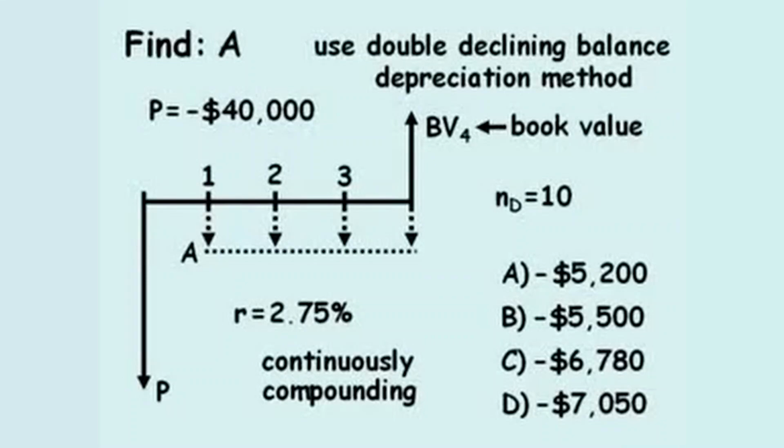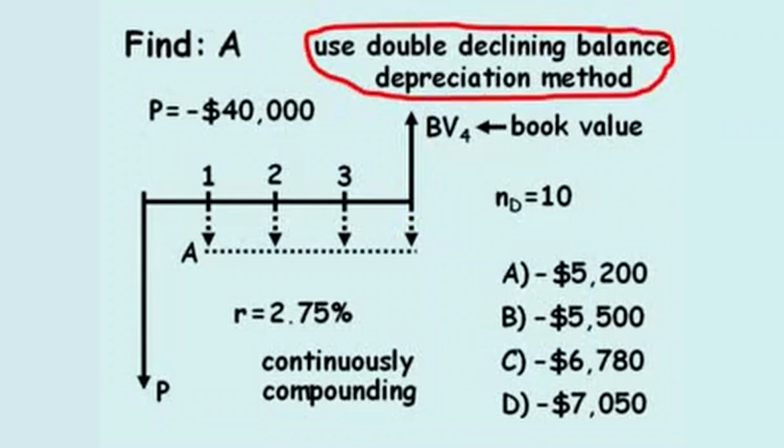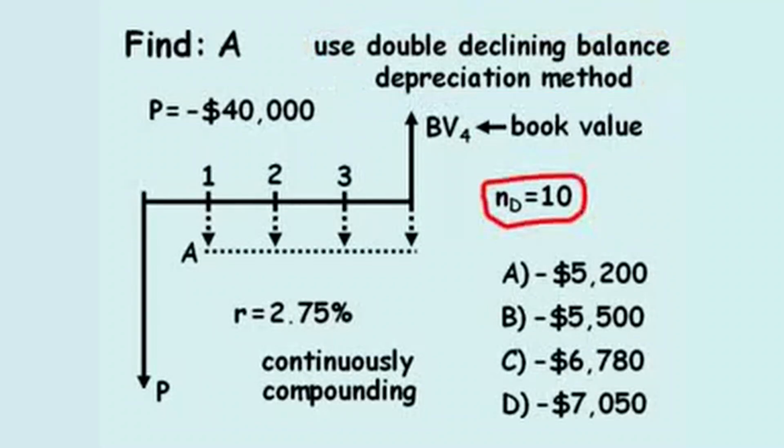Find the equivalent annual amount, A. In this problem, a present value payment, P, was made on an investment. After 4 years, the investment will be sold for its book value, BV4. We'll compute the book value by assuming the asset depreciates according to the double declining balance method, where the total lifespan of the asset equals 10 years.